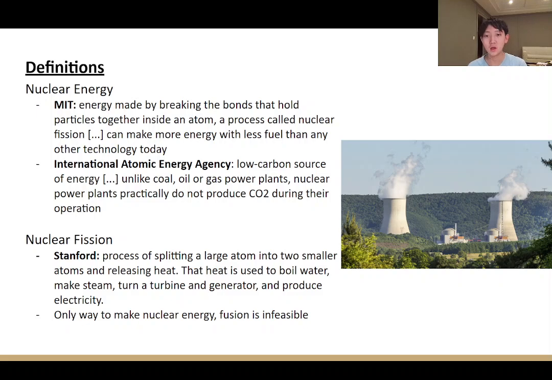So essentially, there are two forms of making nuclear energy. The first is nuclear fission, and the second is nuclear fusion. However, most traditional nuclear power plants use nuclear fission because nuclear fusion hasn't been fully developed yet. But next, let's look at the definition of nuclear fission.